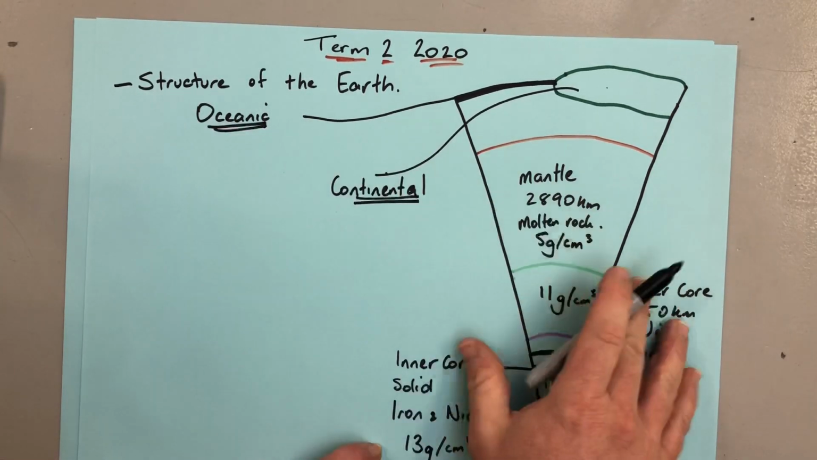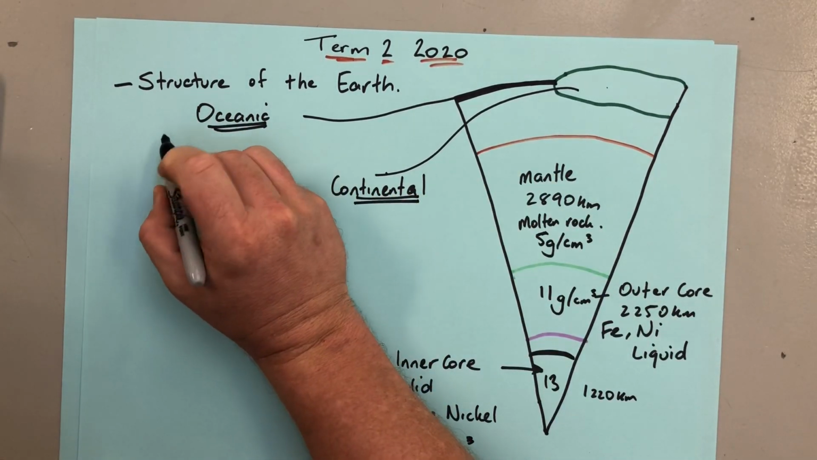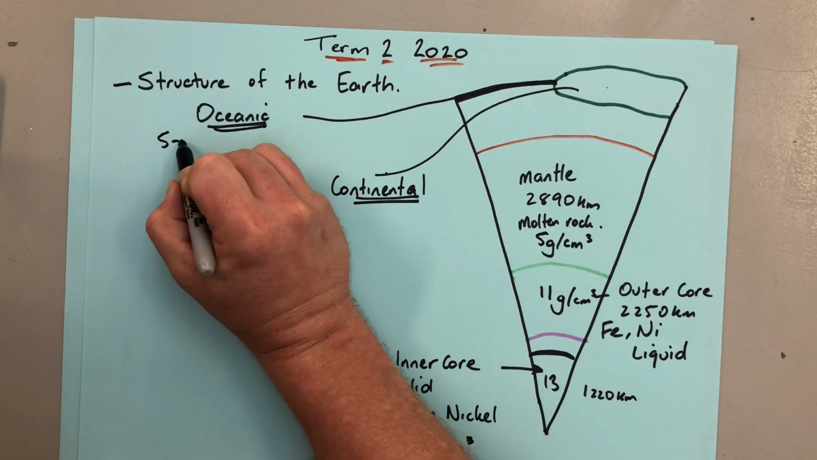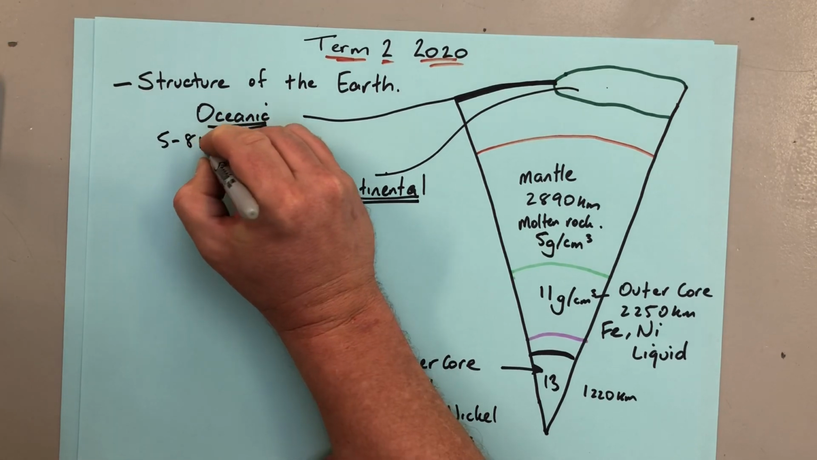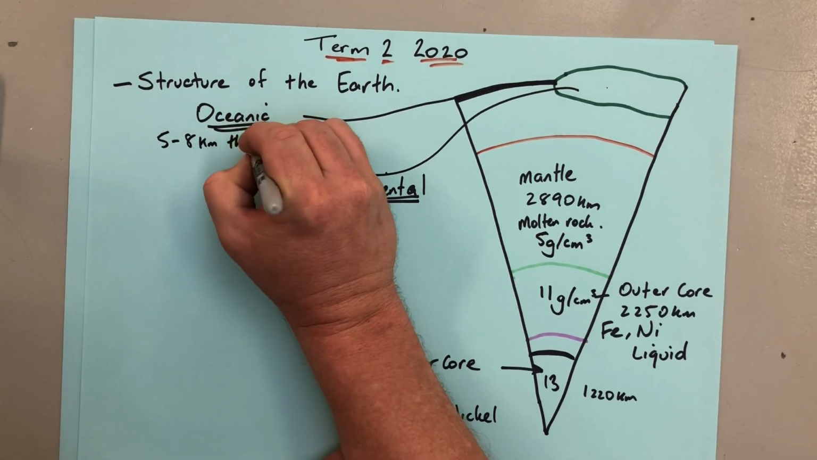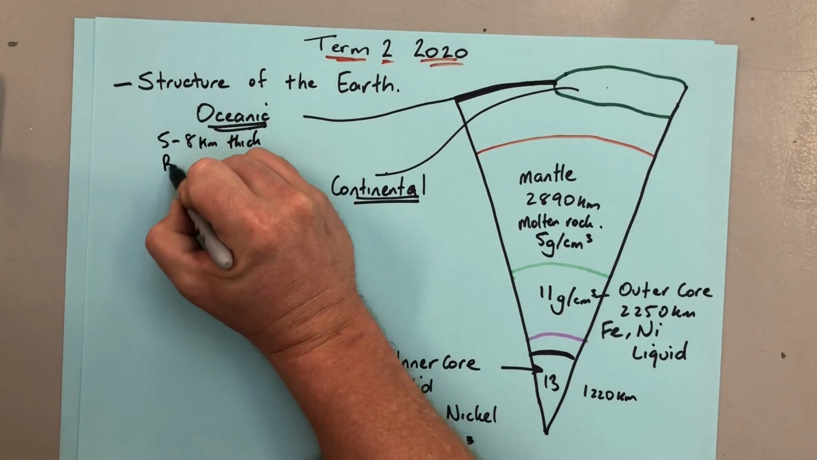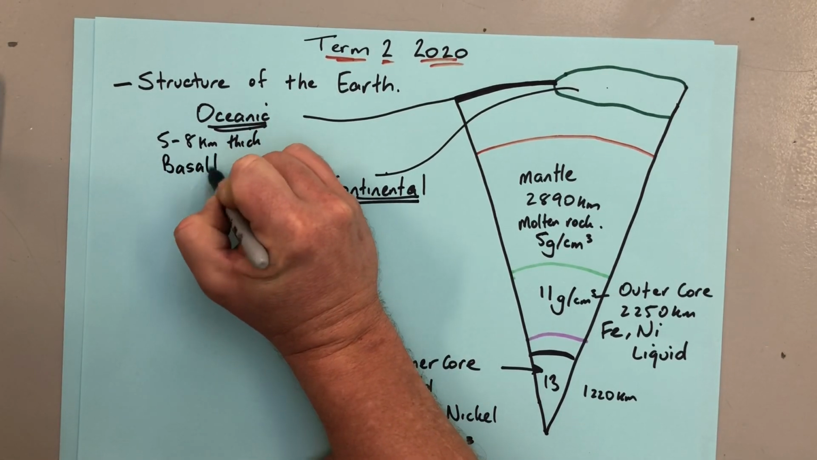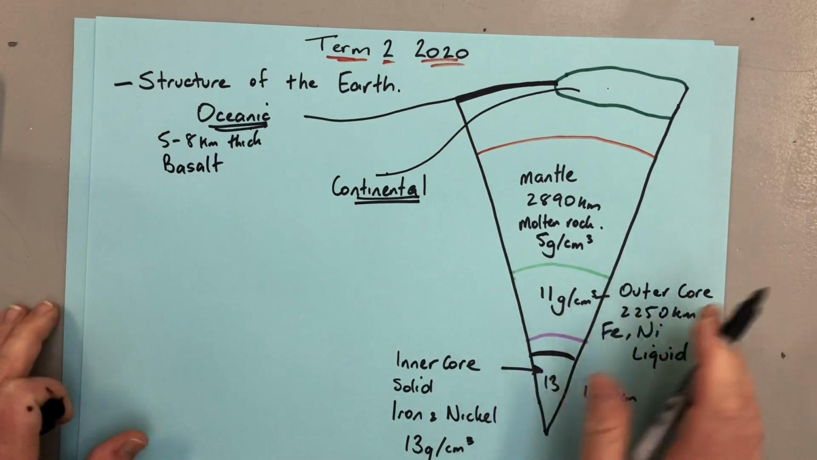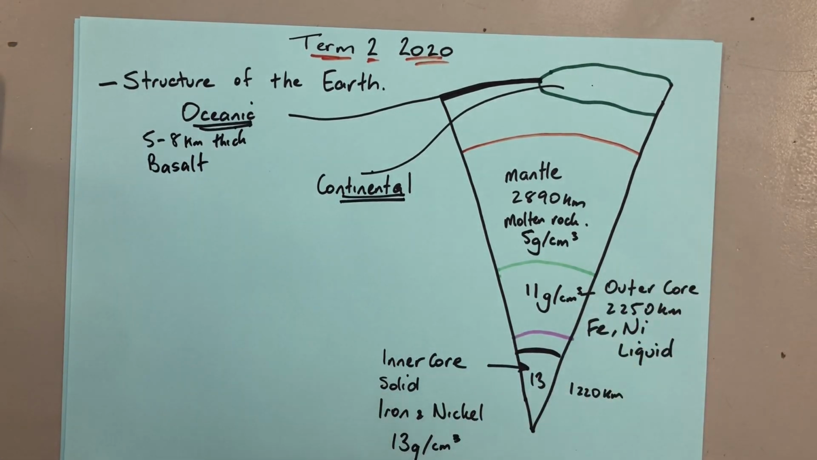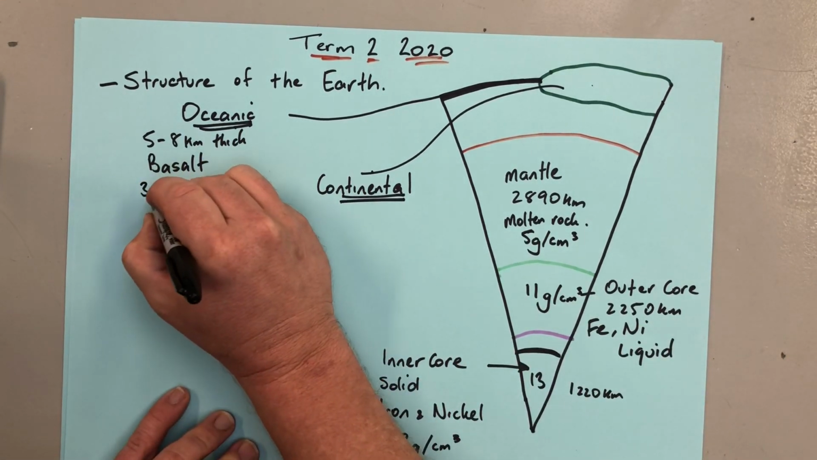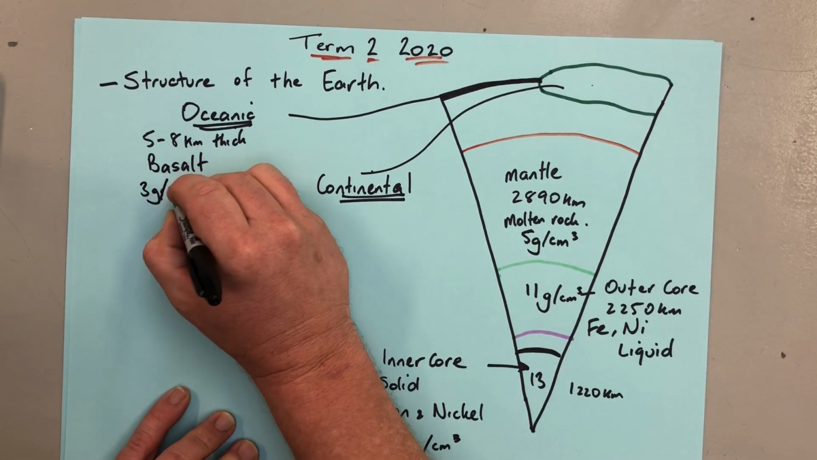Oceanic crust, obviously, it forms over the ocean, and it's between 5 and 8 kilometres thick. It's made out of a rock primarily called basalt, and it has a density of 3 grams per cubic centimetre.